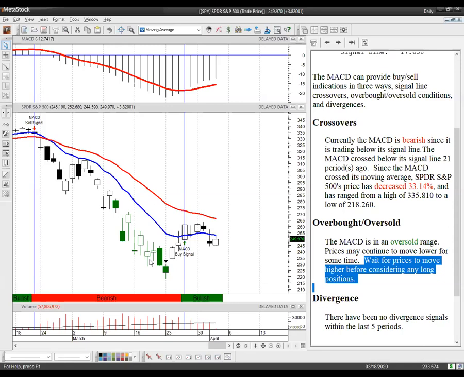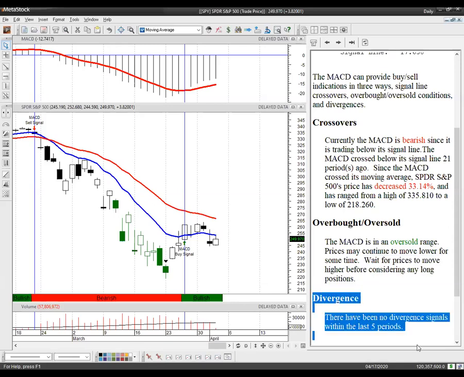The third way you can use MACD is as a divergence pattern. I'm just going to spend a minute or two on divergence because a friend of mine, Dr. Alexander Elder, calls MACD divergence one of the most powerful signals in all of technical analysis. So I want to talk a little bit about how that works and how you can spot those on a chart if you're using MACD.